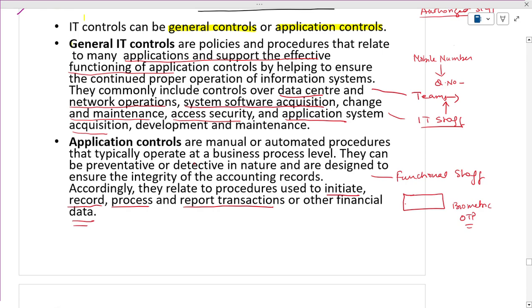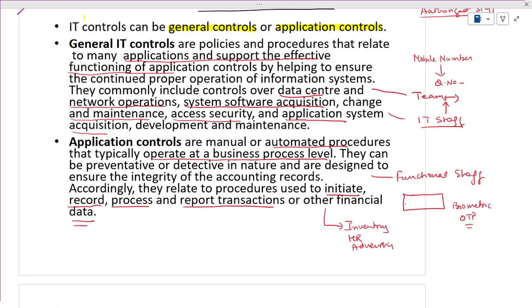Likewise, in the audit and financial area, people who work on inventory have access only to the inventory module. People have access only to the HR module. As a staff member, you cannot access the HR module. You cannot access advertising. You have restricted access. That is called application control. Application controls are manual or automated procedures that typically operate at a business process level.